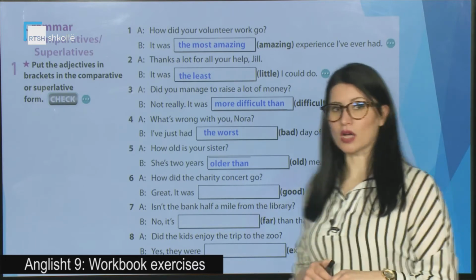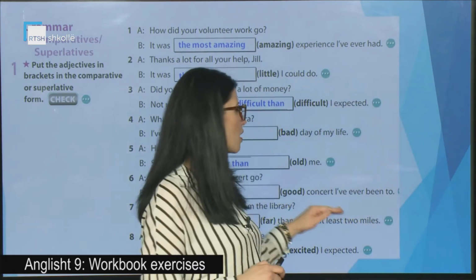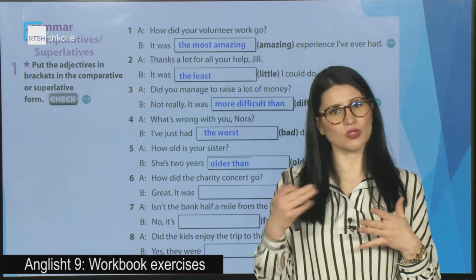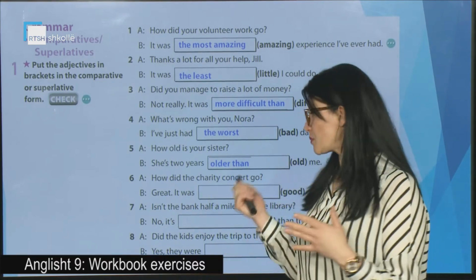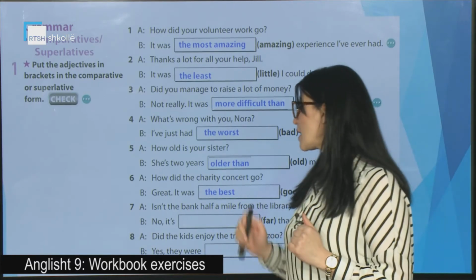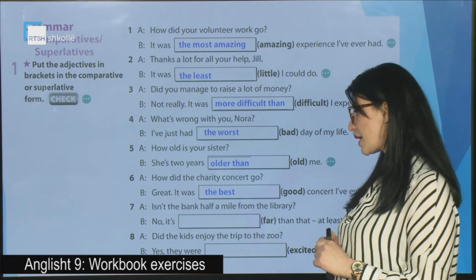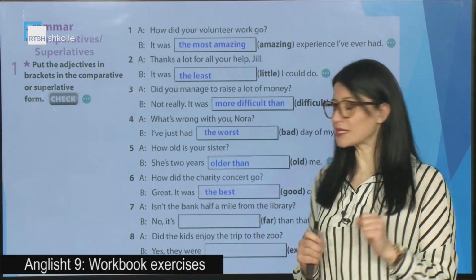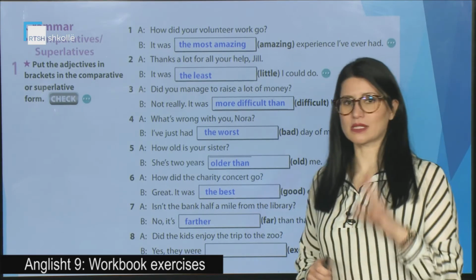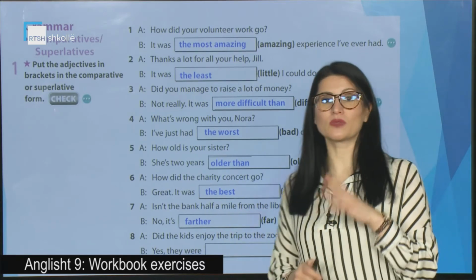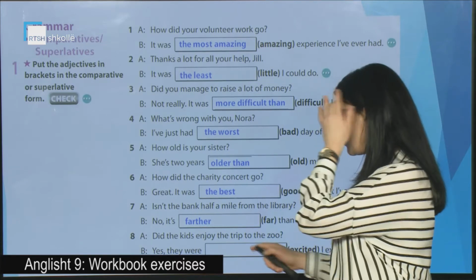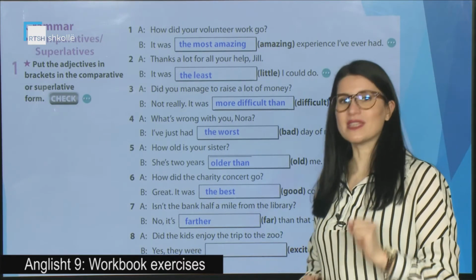How did the charity concert go? Great. It was, the adjective is good, concert I have ever been to. In this case, we are comparing this concert to all the concerts that this person has been to. So it is the best. Isn't the bank half a mile from the library? No, it's far than that, at least 2 miles. It is farther because we are comparing two distances. Did the kids enjoy the trip to the zoo? Yes.